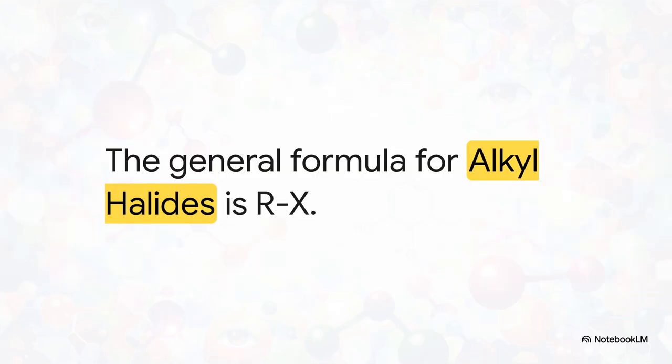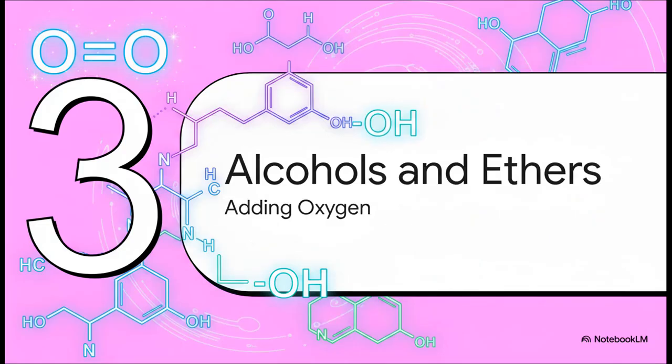Now, because chemists are all about efficiency, we use a handy shorthand notation for this, RX. The R is just a leftover hydrocarbon chain from our starting alkane, the base we just mentioned, and the X is our newly attached functional group, the halogen. This simple RX formula, it's literally the blueprint for countless industrial chemicals you use every day. Next up, Section 3, alcohols and ethers.